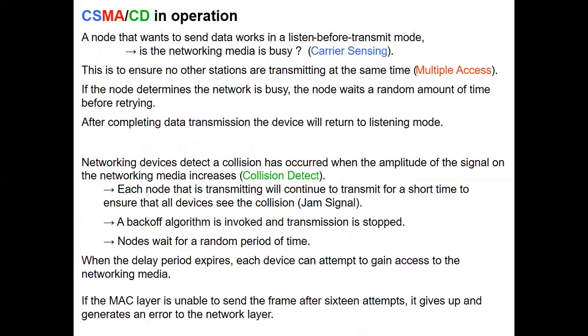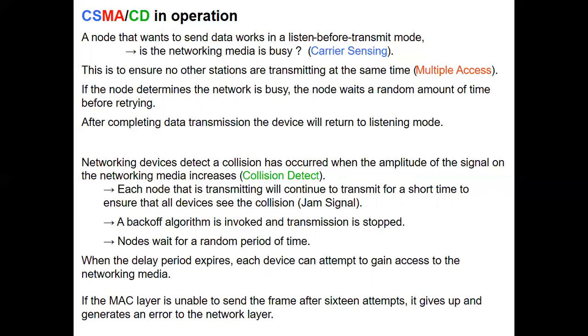So let's see how CSMA/CD operates. A node that wants to send data works in listen-before-transmit mode. Is the network media busy? This is to ensure no other stations are transmitting at the same time. Multiple access: if the node determines the network is busy, the node waits a random amount of time before retrying. After completing data transmission, the node will return to listening mode.